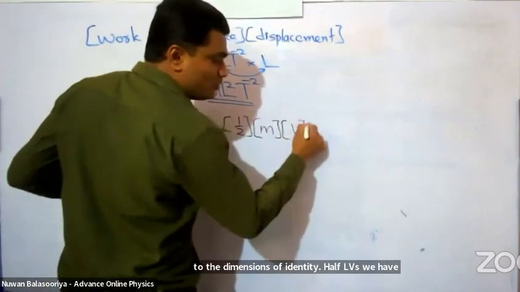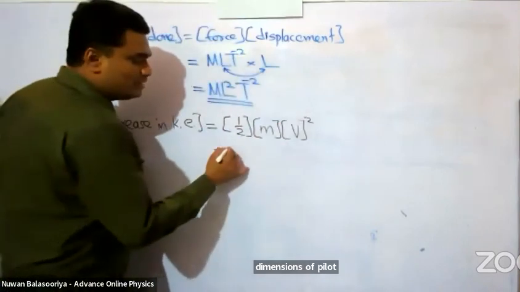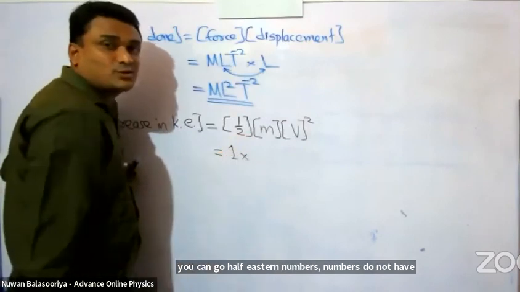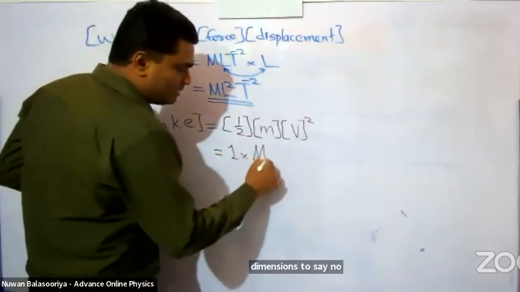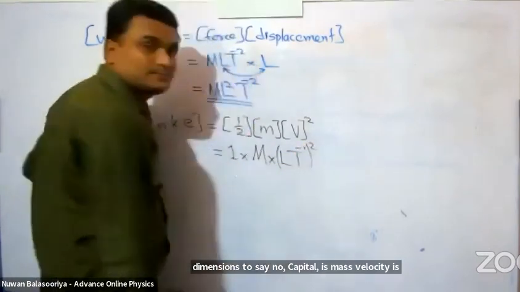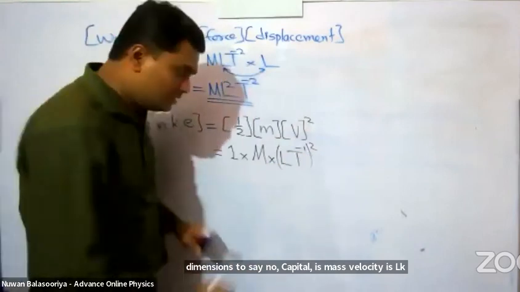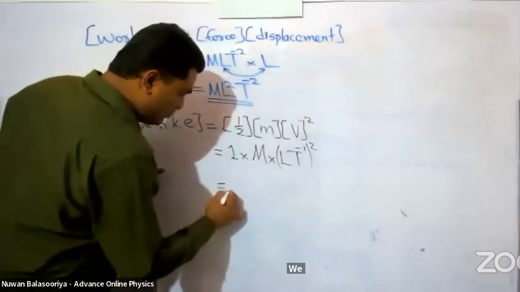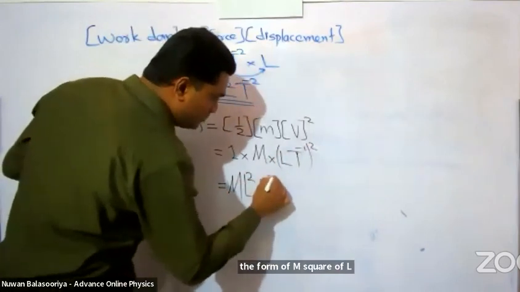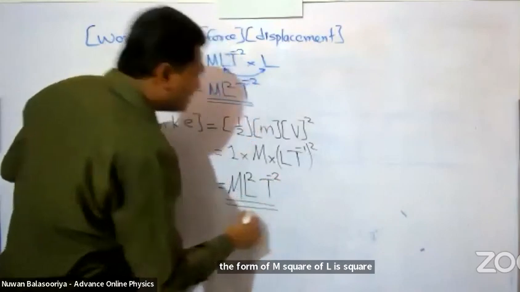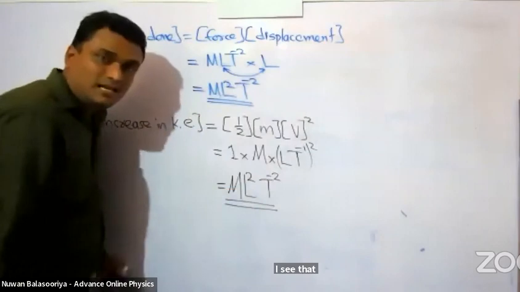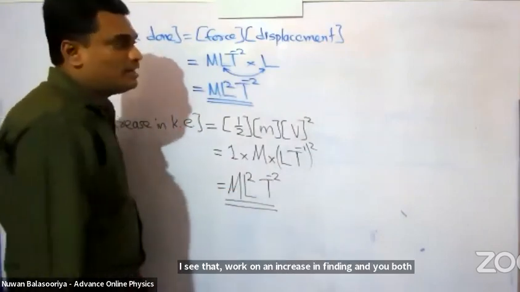Look at the board. Half is a number, and numbers do not have dimensions, so I just write 1. Capital M is mass, velocity is LT minus 1, but we need the square. V square is LT minus 1 squared. So you get M, L square, T minus 2. Now you see that work done and increase in kinetic energy both have the same dimensions, ML square T minus 2.